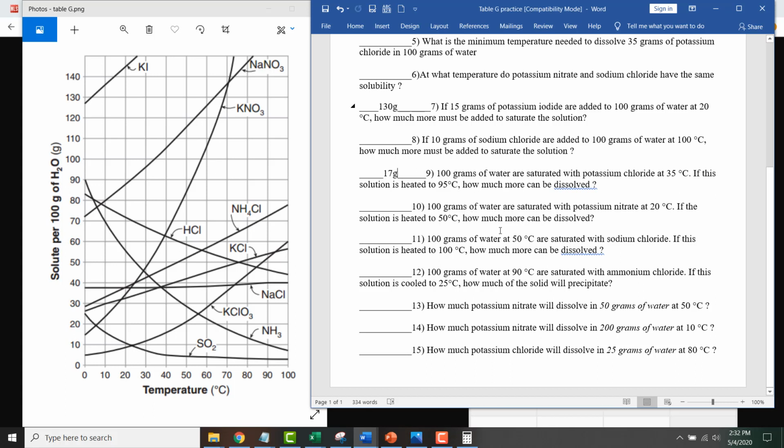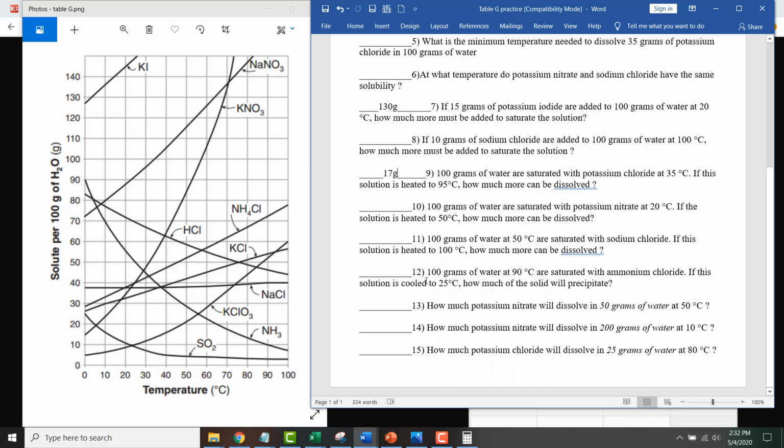Questions 10 and 11 are just like that, and pretty much 12, except 12 is going the opposite direction. Notice, this is 20 going to 50, this is 50 going to 100, and this is 90 going down to 25. These are the opposite. So these two are warming up, just like number 9 was. Number 12 is just the opposite.